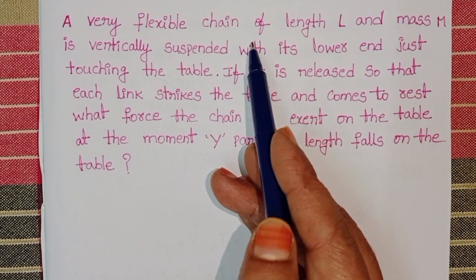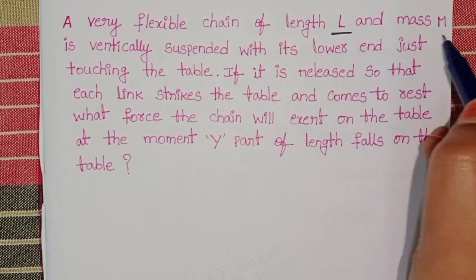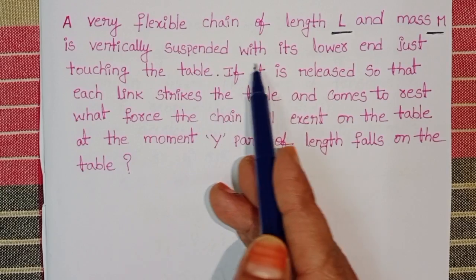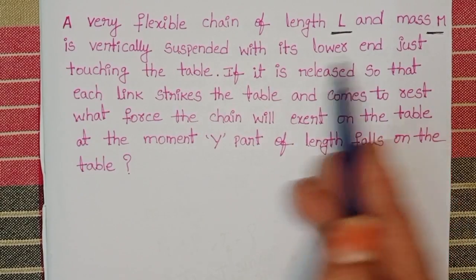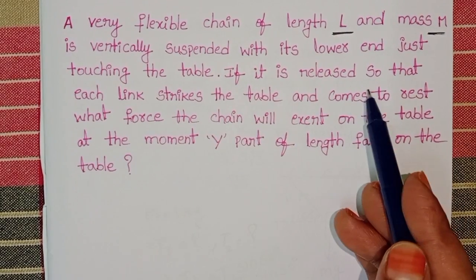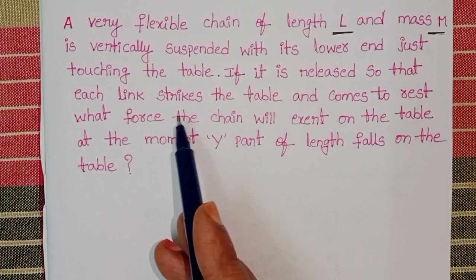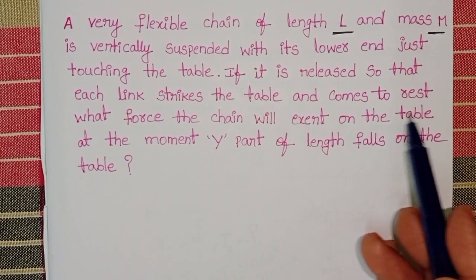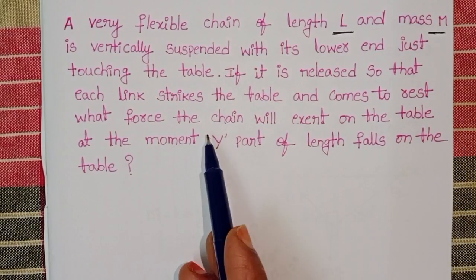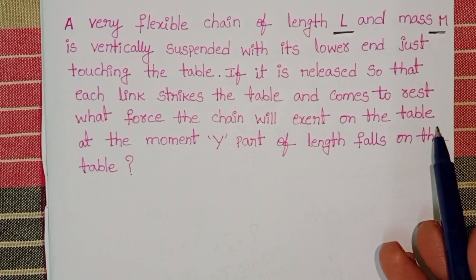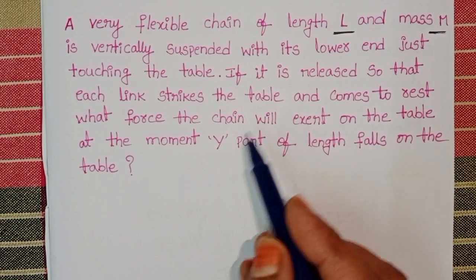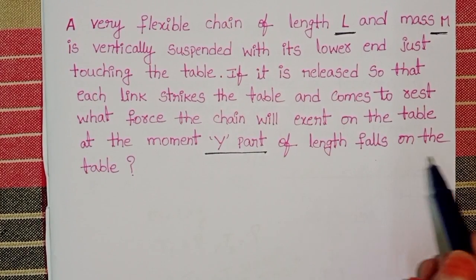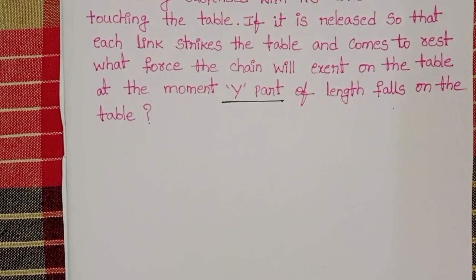A very flexible chain of length L and mass M is vertically suspended with its lower end just touching the table. If it is released so that each link strikes the table and comes to rest, what force will the chain exert on the table at the moment Y part of the length falls on the table?